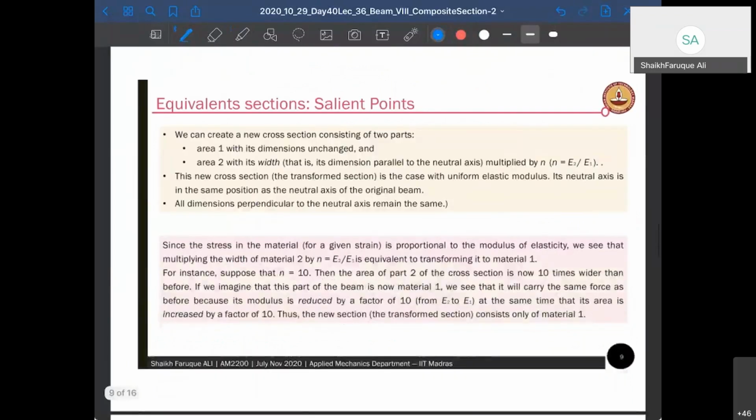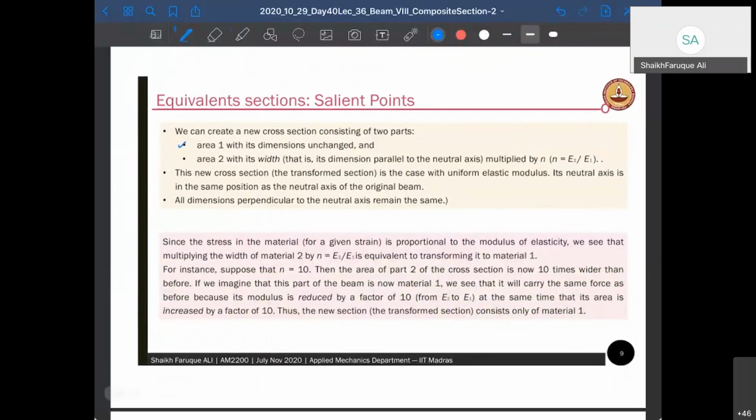Here are a few things that we discussed just now. The method, what you want to do, you can change area 1 or you can change area 2, and then you have to change with respect to the modular ratio. And there is a simple example that is given, that if your modular ratio is 10, what happens? This is what we discussed just now.